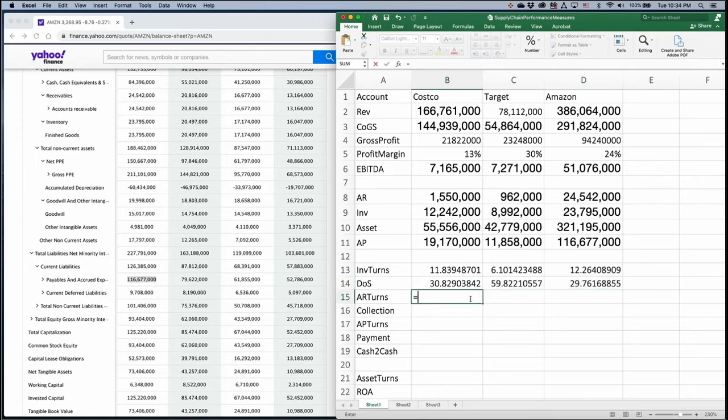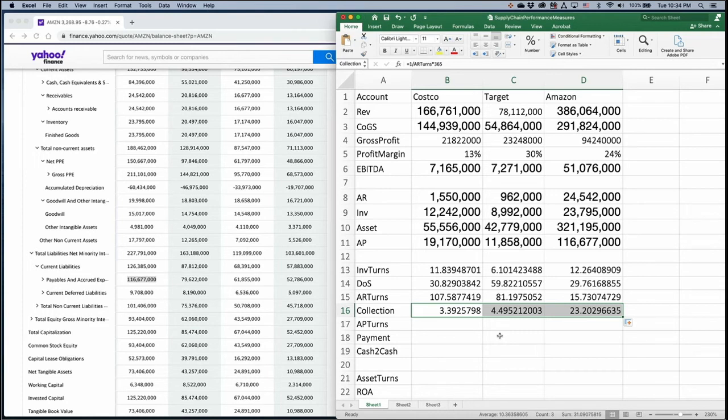And AR turns is revenue divided by AR, so that is AR turns. AR turns means how often do they collect their cash? Also, you can compute collection time, the collection period. So 1 over AR turns times 365 days. That is the collection time period. So basically, Costco and Target, their collection time is only 4 days, but in Amazon's case the collection time is 23 days.